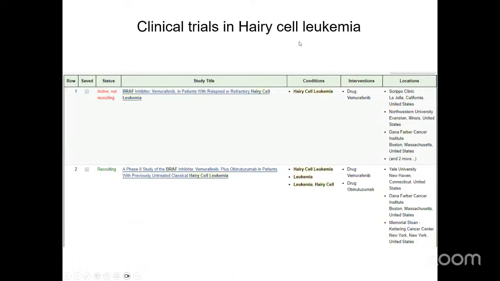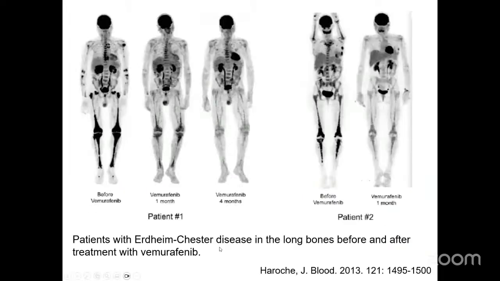Hairy cell leukemia can be treated. It's typically a good treatment against hairy cell leukemia, but you do have relapsed and refractory cases that could be helped by BRAF inhibitors. This is an example of an Erdheim-Chester disease in the long bones, and you can see all this dark color is the disease in the long bones, and this is before BRAF inhibitor, and then after BRAF inhibitor in 1 month and 4 months, you can see how well the lesion has responded, and similarly in the patient too, it is similar response.